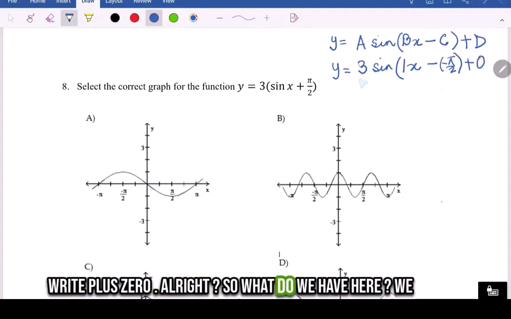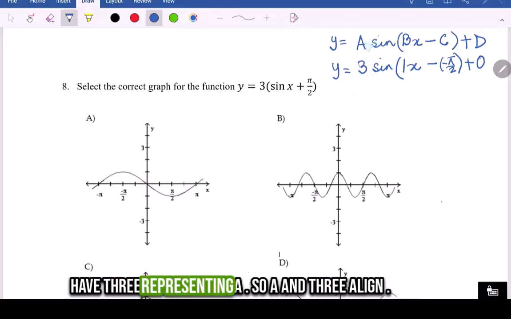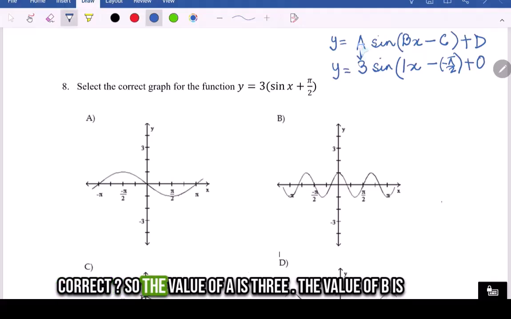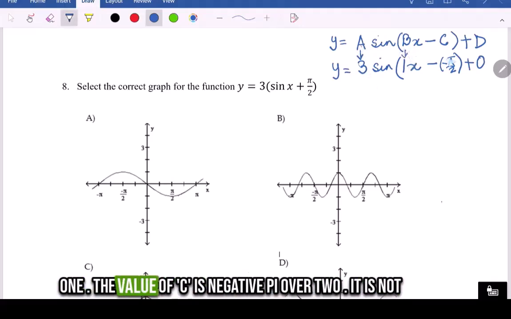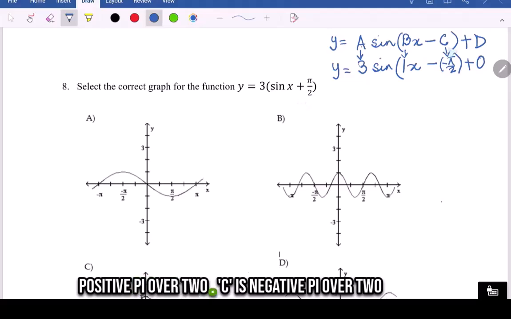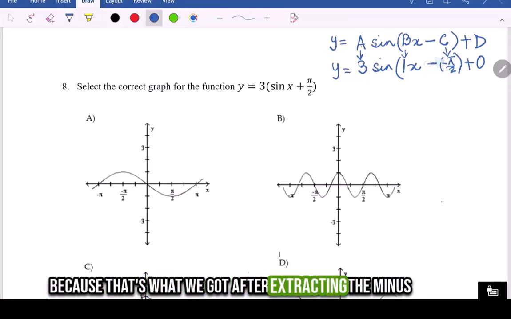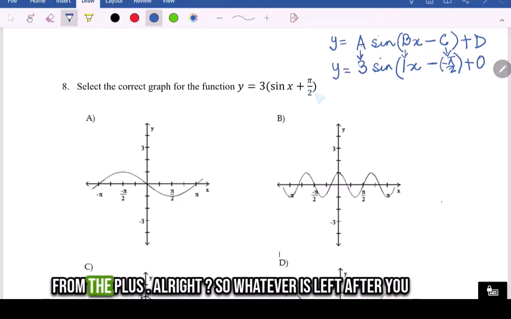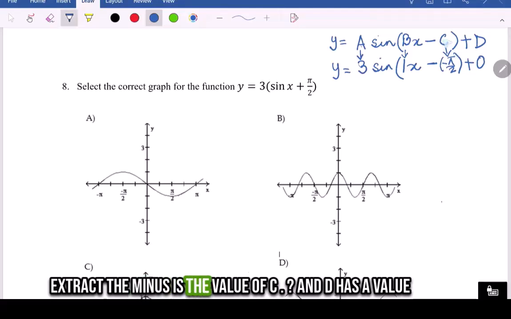All right? So what do we have here? We have 3 representing A. So A and 3 aligned, correct? So the value of A is 3. The value of B is 1. The value of C is negative pi over 2. It is not positive pi over 2. C is negative pi over 2 because that's what we got after extracting the minus from the plus. All right, so whatever is left after you extract the minus is the value of C. And D has a value of 0.